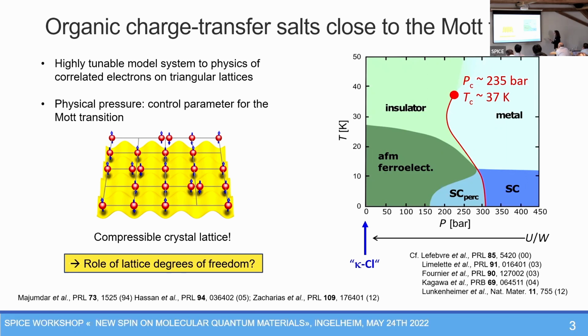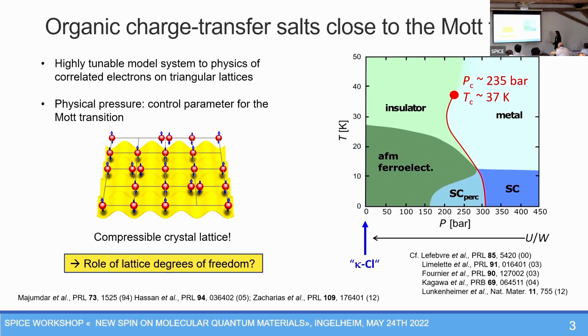Now, the idea that pressure is tuning the Mott transition comes from the fact that pressure is believed to tune the bandwidth, and the Coulomb interaction over the bandwidth is considered as the control parameter of the Mott transition. Therefore, if we change pressure, we can effectively tune through the Mott transition.